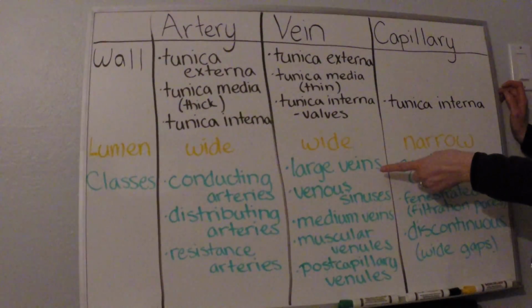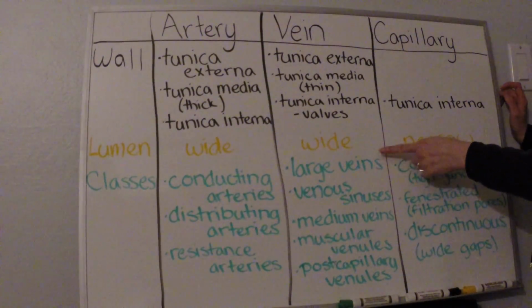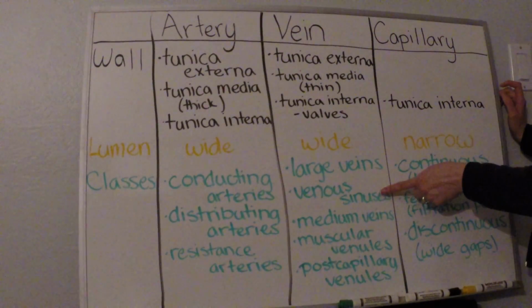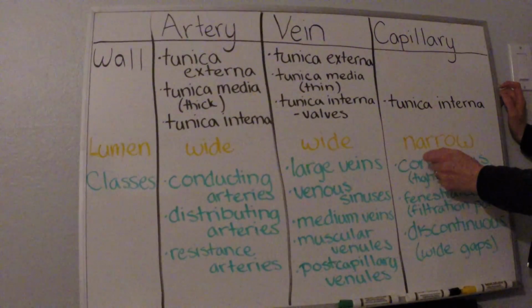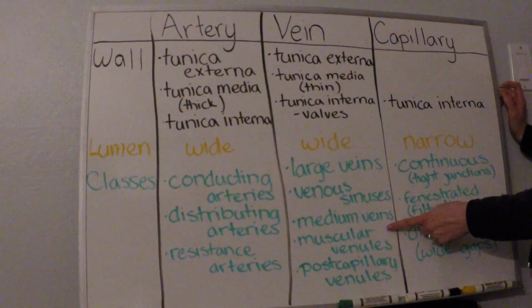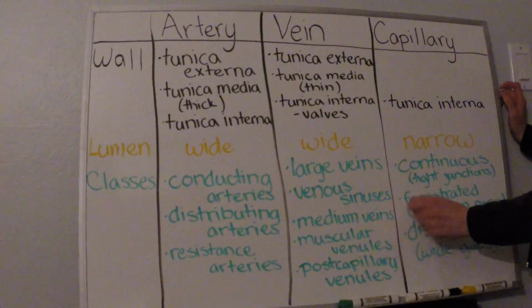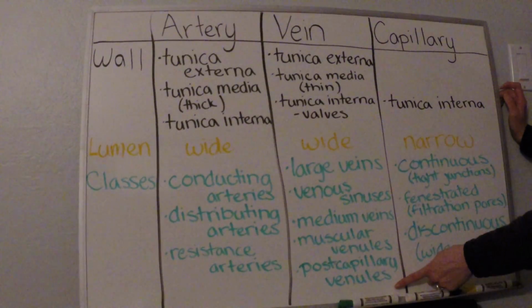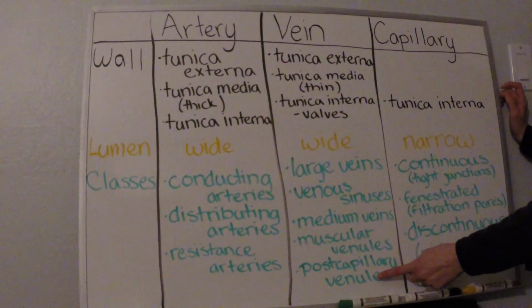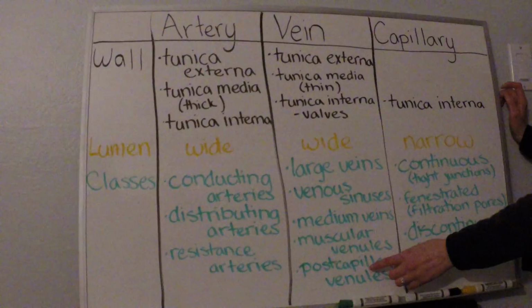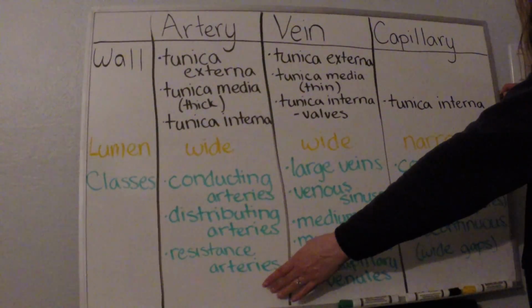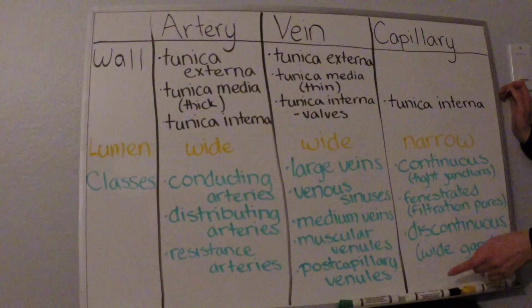Then as far as the veins go, we'll start with our large veins. Those are your vena cava. And then you have your venous sinuses. These are our thin-walled ones. And then we go to our medium veins, and then our muscular veins, or venules, and then our post-capillary venules. These are the ones that connect to the capillaries, just like the resistance arteries. The smallest version of those are what connect to the capillaries.